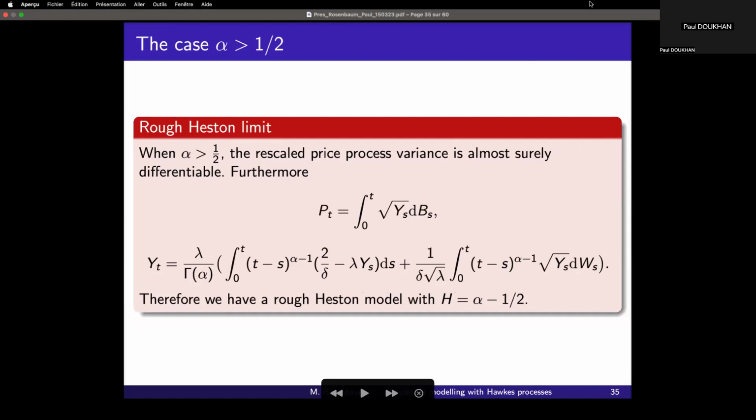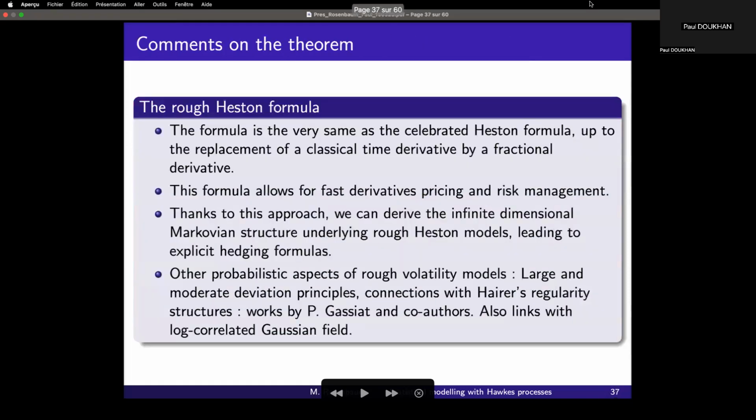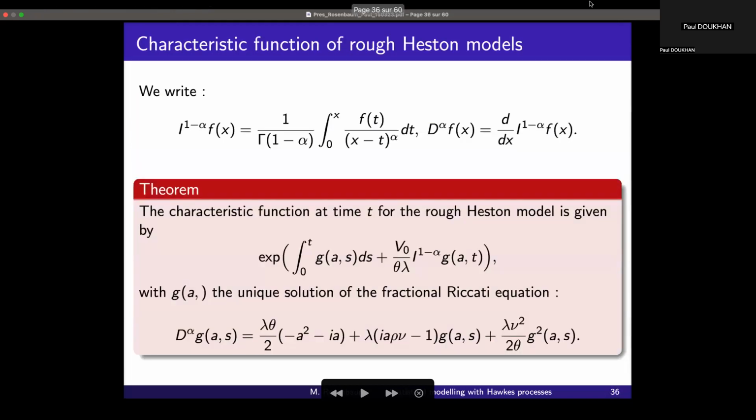Okay, and if I still have 5 minutes, yes, I have 5 minutes, Paul. Let's go a bit into that. For those who are interested in finance, you know that Heston is popular because there is an explicit formula for the prices of options in Heston. Thanks to the connection with Hawkes, you can develop an explicit formula for the prices of options in the rough Heston. So this is something of a package.